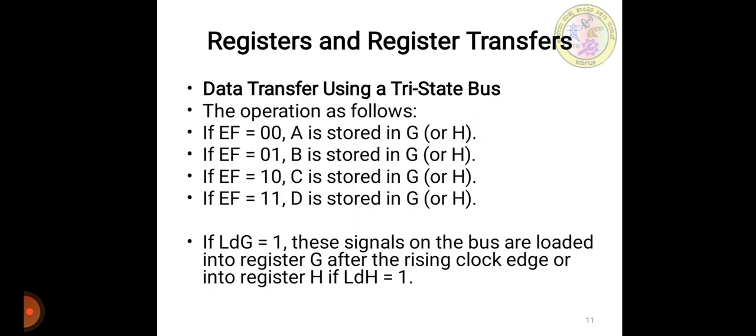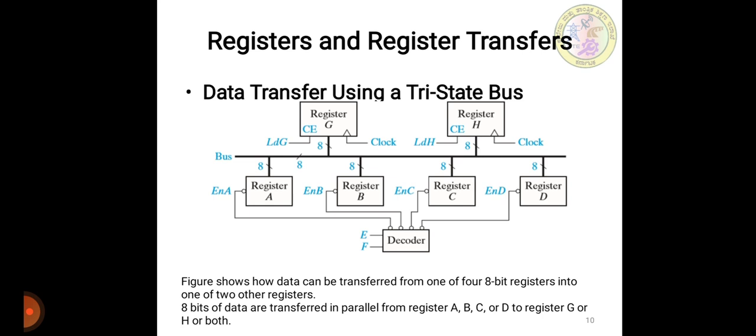So that means if EF, the input for your decoder, is equal to 00, A is stored in G or H. If EF is equal to 0, 1, then B will be stored in G or H. The same thing for EF equal to 1, 0 and EF equal to 1, 1. C and D are stored in G.